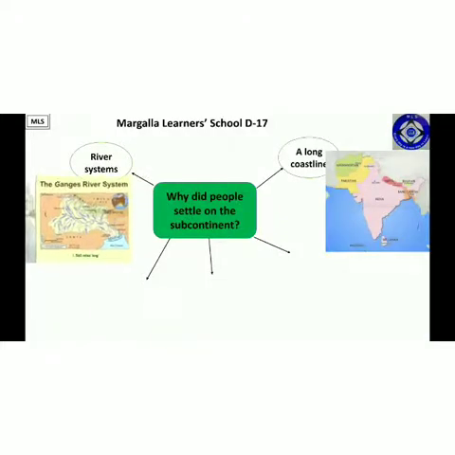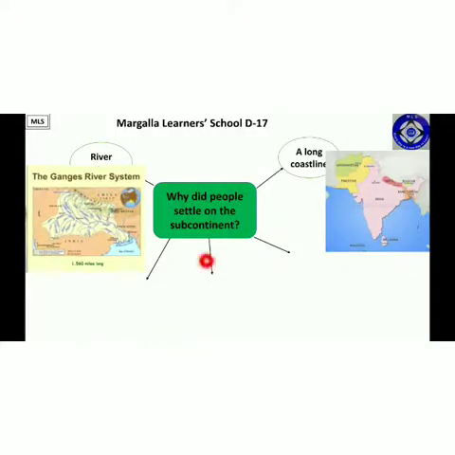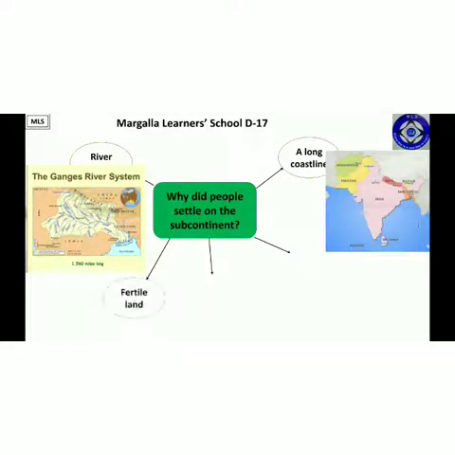As you can see in this picture as well, we have the example of Ganga's river system in present India. You can see the blue lines. These blue lines show the developed river system. Another factor behind this was fertile land. My dear students, even at this time, Pakistan, India, Bangladesh, and these areas are really fertile. They are really suitable for cultivation.